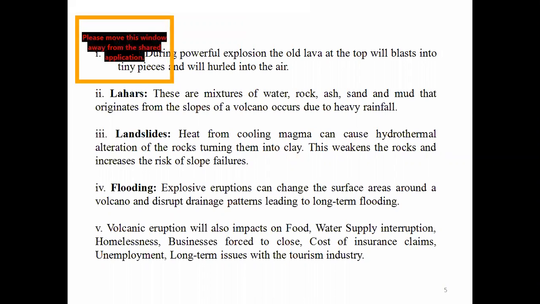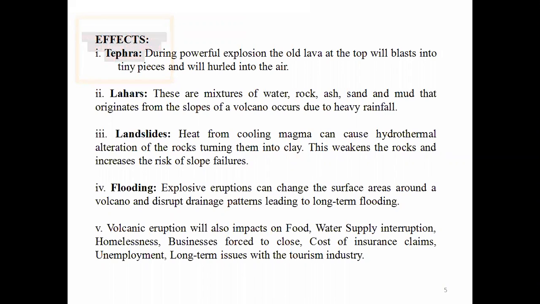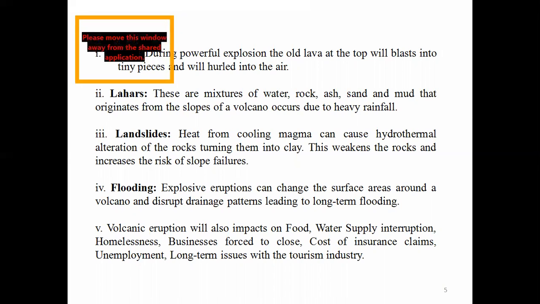Number three is landslides. Heat from the cooling magma can cause hydrothermal alteration of rocks, turning them into clay. This weakens the rocks and increases the risk of slope failures; there is a greater possibility of slope failures. Flooding: explosive eruptions can change the surface areas around a volcano and disturb drainage patterns, leading to long-term flooding. This flooding will also make some contribution towards the volcanic eruptions.